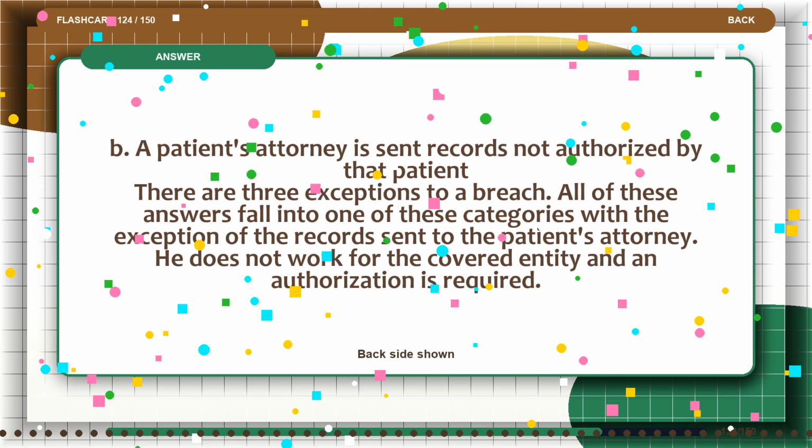The answer is B. A patient's attorney is sent records not authorized by the patient. There are 3 exceptions to a breach. All of these answers fall into one of these categories with the exception of the records sent to the patient's attorney. He does not work for the covered entity and an authorization is required.